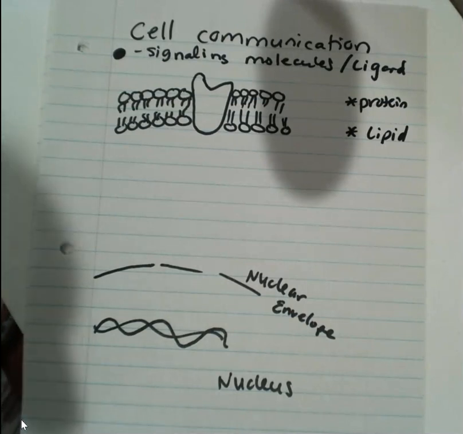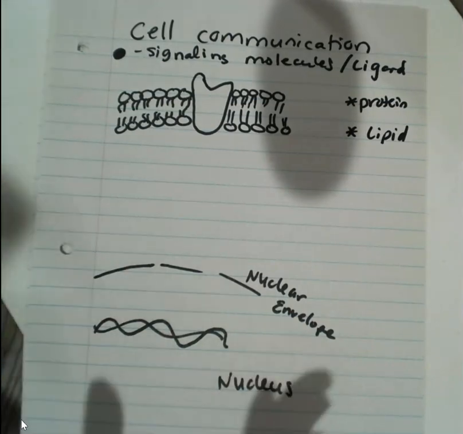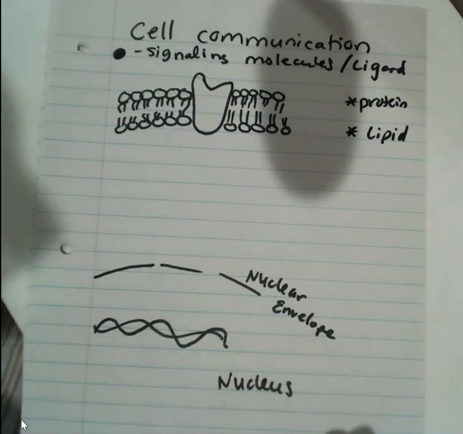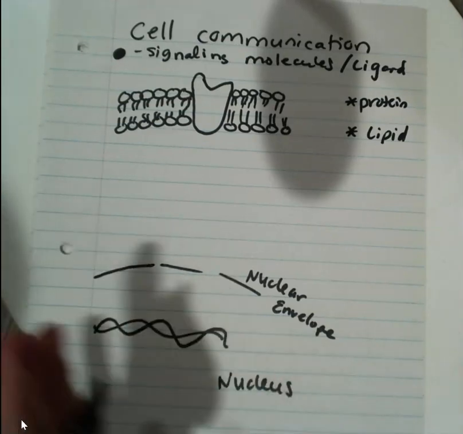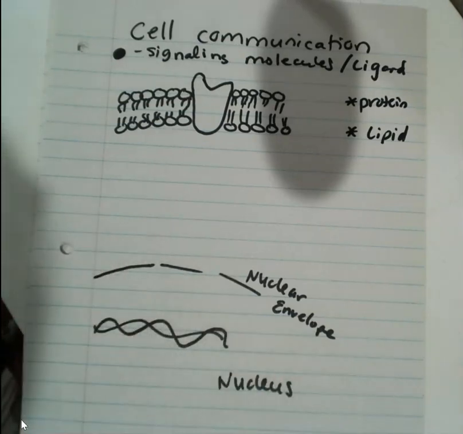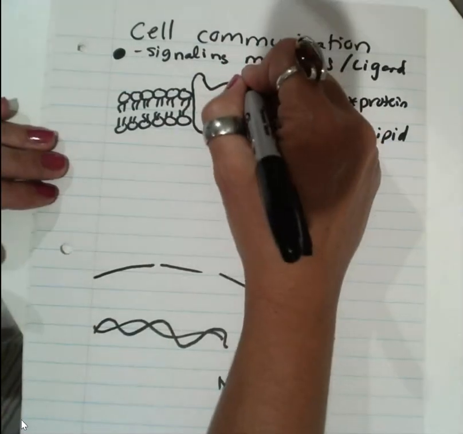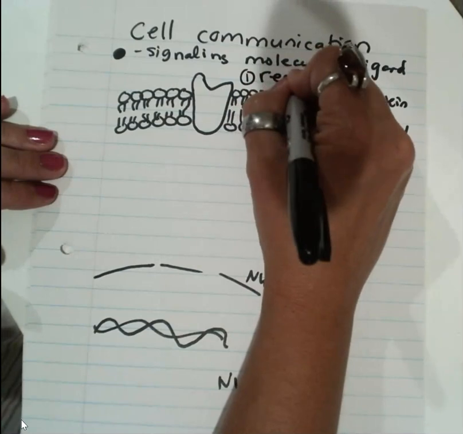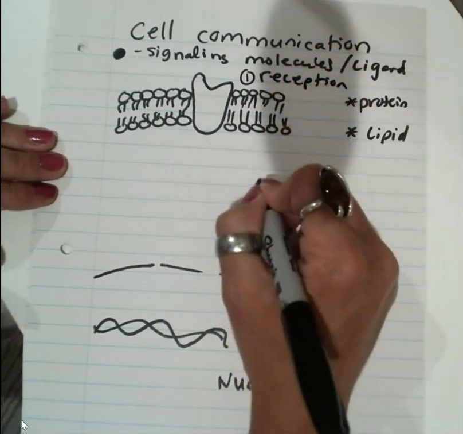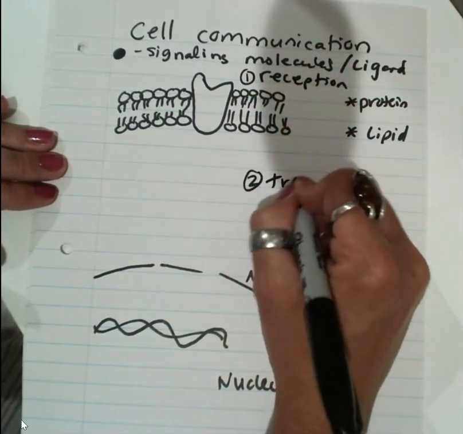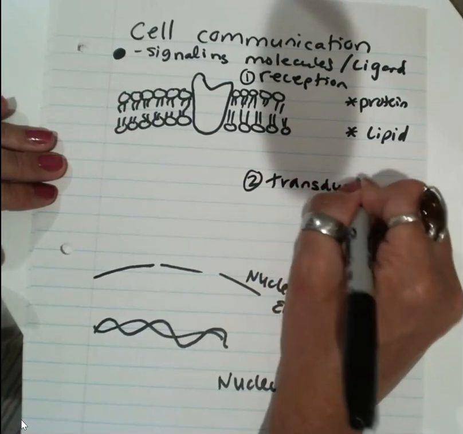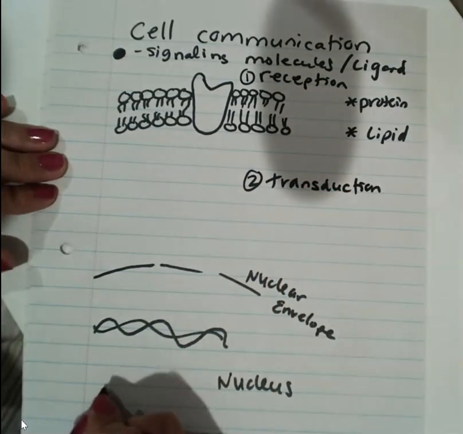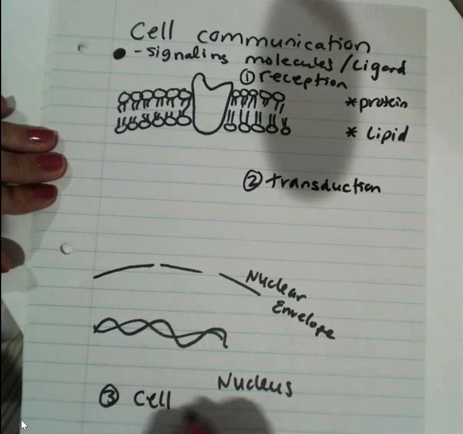So the big idea in cell communication is that our bodies and organisms and cells use these signaling molecules in order to communicate, to bring about cell responses. There are 3 steps in cell communication. Our first step is going to be reception. Our second step will be transduction. And our third step is a cell response.